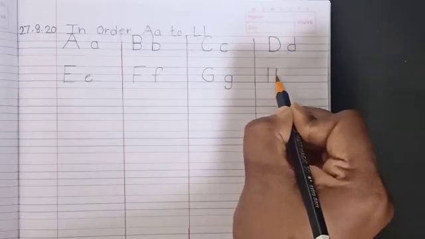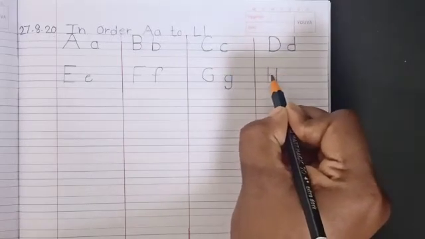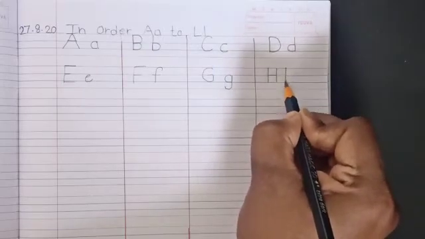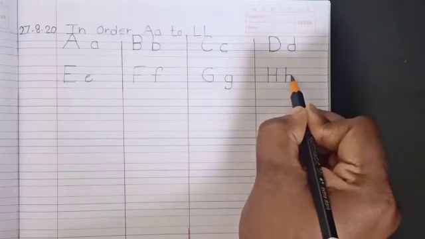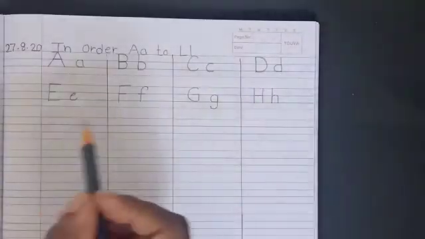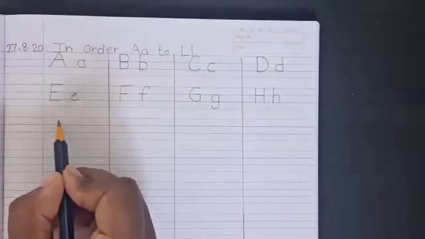Two standing lines and a slipping line in between, capital H. Standing line, go up, make a curve, come down, small h. After h, what will come?